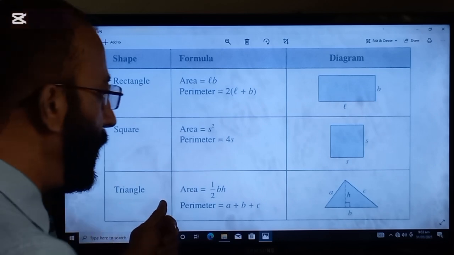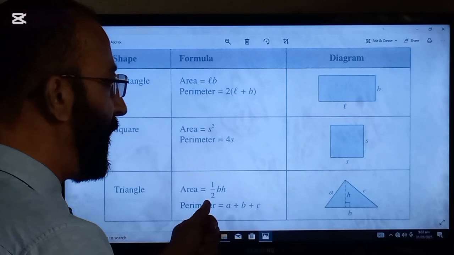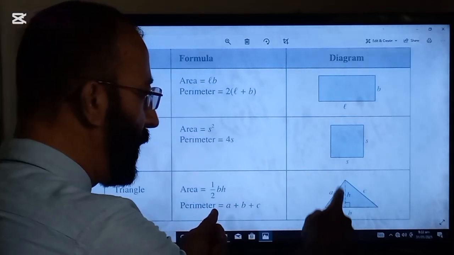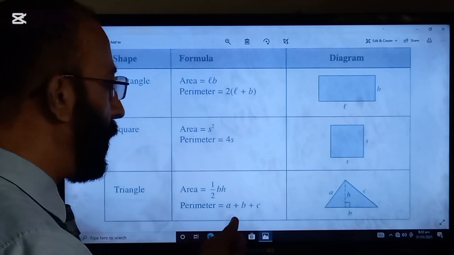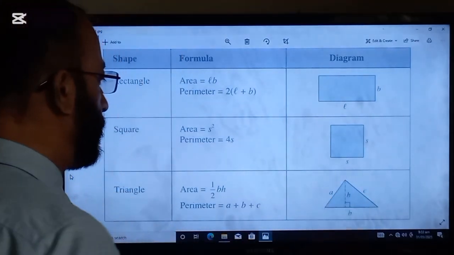Triangle. The area of the triangle is 1/2 into base into height, but the thing to remember is height is always the perpendicular one, and the perimeter of the triangle is the sum of the outer boundaries.